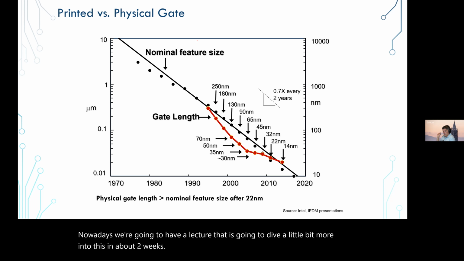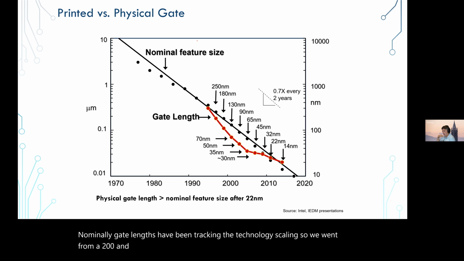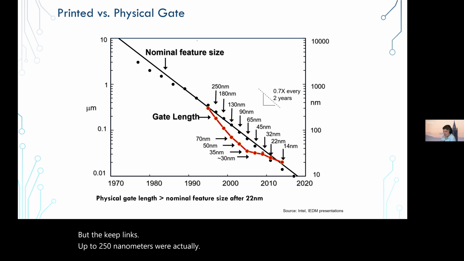But here is the gist of it. Nominally, gate lengths have been tracking the technology scaling. So we went from a 250 nanometer technology to 180 nanometers, to 130 nanometers, 90, 65, 45, 32, and so on. But the gate lengths up to 250 nanometers were actually matching the feature sizes.